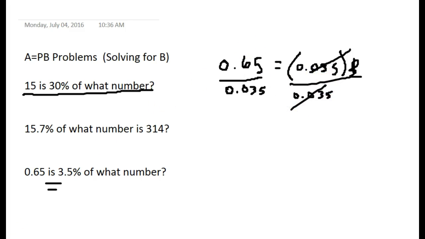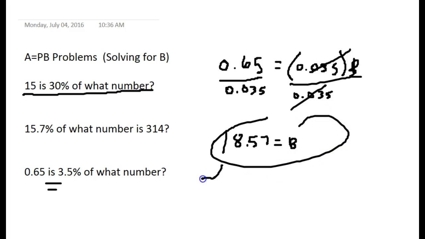All right, where's my calculator here? 0.65 divided by 0.035 equals, I get 18.57 rounded to 2 decimal places. So 18.57 equals B. So there's my answer to the last one. Easy enough.